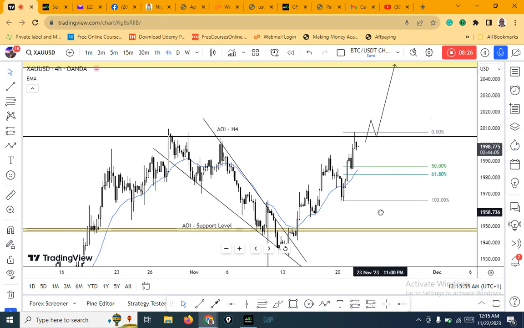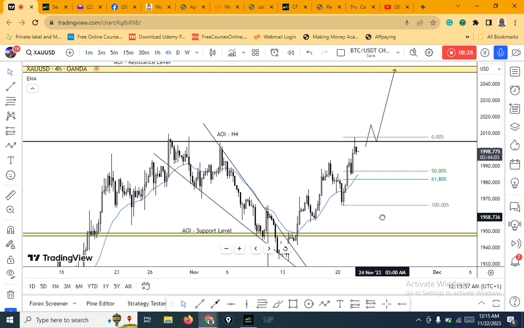All right, guys, so that's all I have for you. On gold, we'll continue to monitor this market. As soon as we see high probability setups, guys, we're going to pull the trigger.